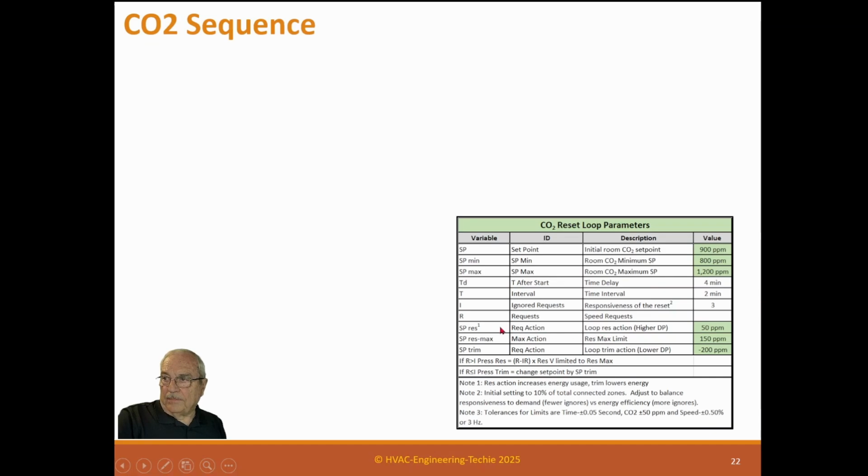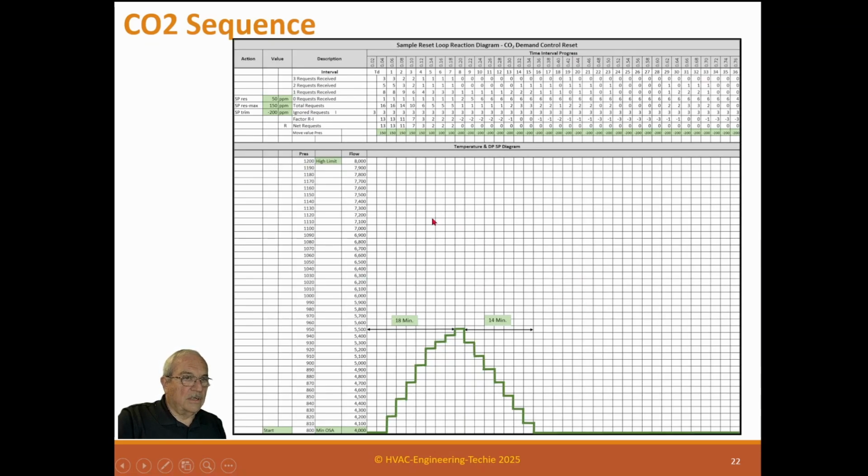The minimum set point rise is 50 ppm. The reset max is 150 ppm, and trim is minus 200 ppm. So the formula again is the same. If the resets are greater than ignores, then the formula is R minus IR times the res times this 50. So you can see we can do, again, 3. If you have more than 3 set requests, it's going to limit it to 150 ppm. And trim is the same, as if you get zeros, then you're going to go down 200 parts per million. So we're going down as fast as we're going up. Standard reset sequence. And our little handy dandy table here just shows it going up.